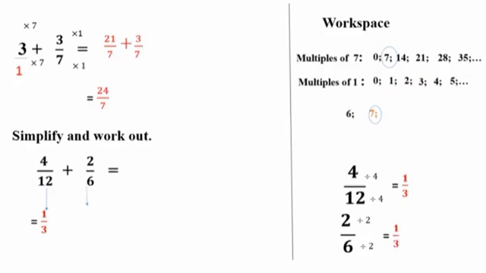So instead of writing 2 over 6, we can write 1 over 3, and on the calculator it will give us the same number. So 1 over 3 plus 1 over 3, we add the numerators, of course, and we keep the same denominator. So 1 plus 1 is equal to 2 over 3.